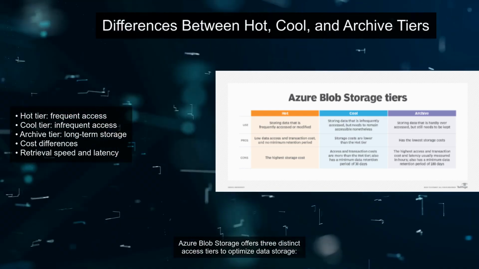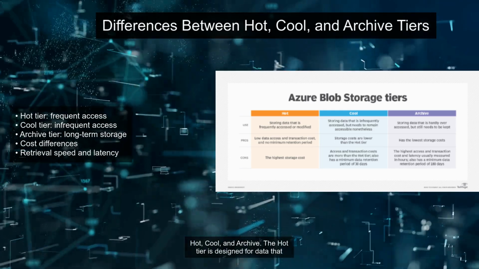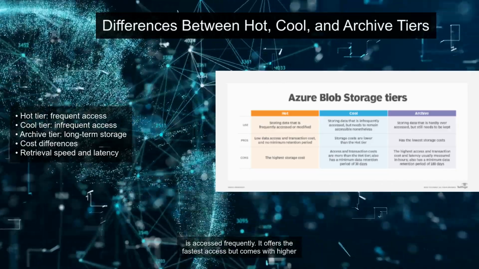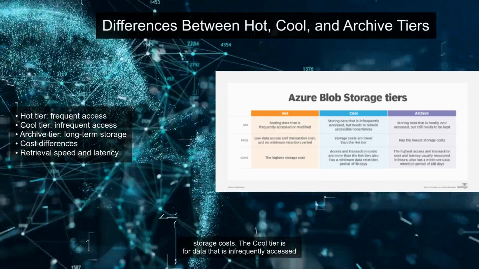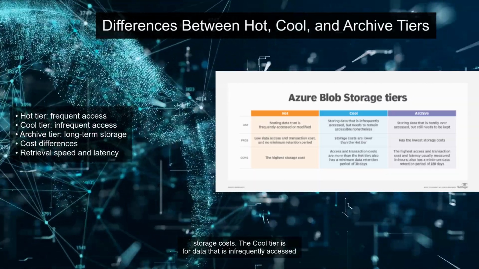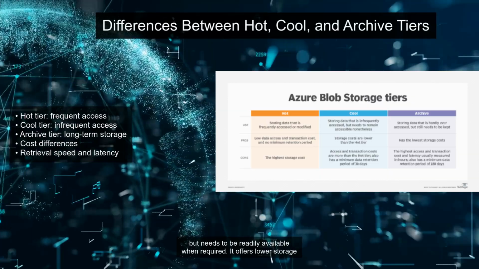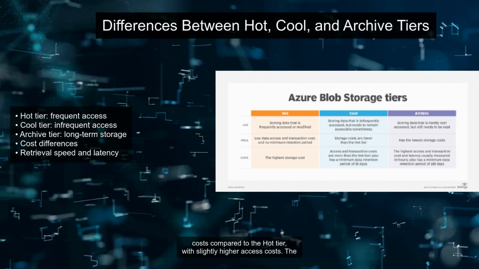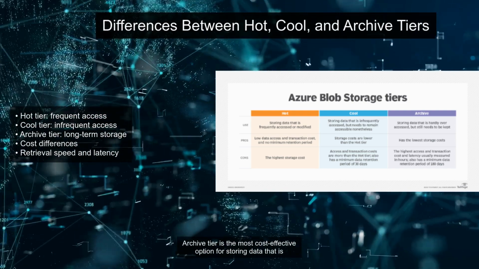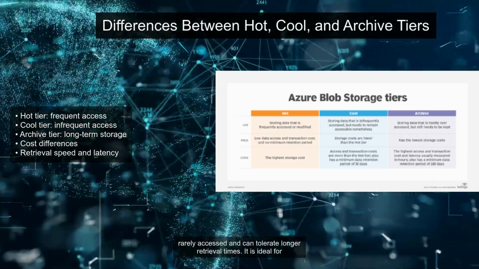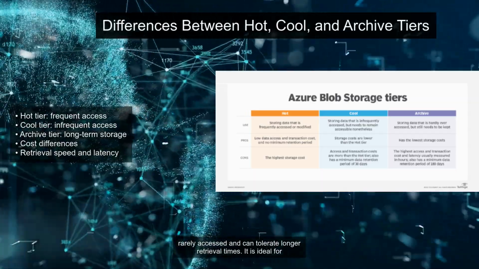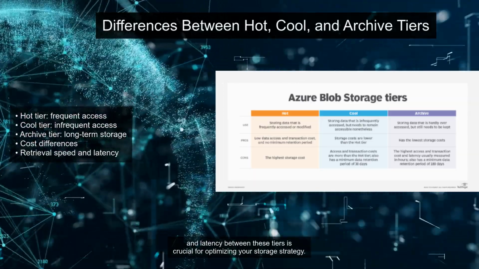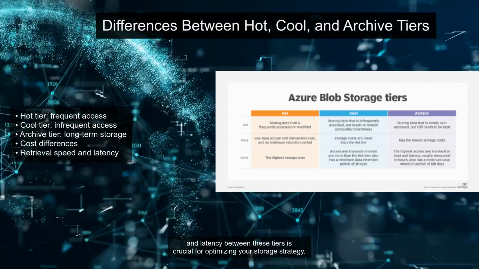Azure Blob Storage offers three distinct access tiers to optimize data storage: hot, cool, and archive. The hot tier is designed for data that is accessed frequently. It offers the fastest access but comes with higher storage costs. The cool tier is for data that is infrequently accessed but needs to be readily available when required. It offers lower storage costs compared to the hot tier, with slightly higher access costs. The archive tier is the most cost-effective option for storing data that is rarely accessed and can tolerate longer retrieval times. It is ideal for long-term data retention and compliance. Understanding the differences in cost, retrieval speed, and latency between these tiers is crucial for optimizing your storage strategy.